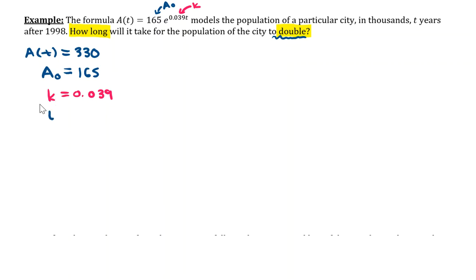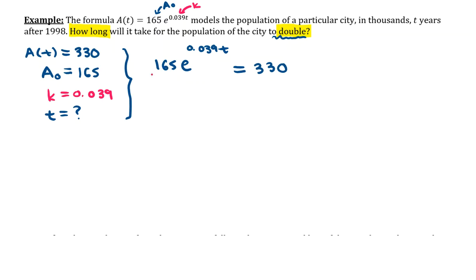Of course, the fourth component is going to be the value of t, and that's a big IDK because it's the point of the problem. What you're going to do here is substitute all these numbers into the formula that's provided in the problem. I'm going to write 165 e to the 0.039 t on the left-hand side, and I'm going to set that expression equal to the value of A sub 0 once it's doubled, in other words, 330. And it throws us into an exponential equation setting. And so we're going to go ahead and solve this exponential equation.